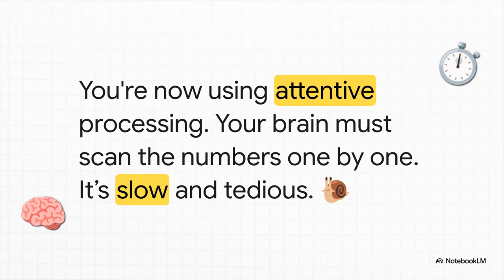Let's try a little experiment. Take a look at this block of numbers. Quick, tell me how many threes are in there. It's not easy, is it? You have to scan it, number by number, line by line. That's your brain using slow, attentive processing. And it is hard work.